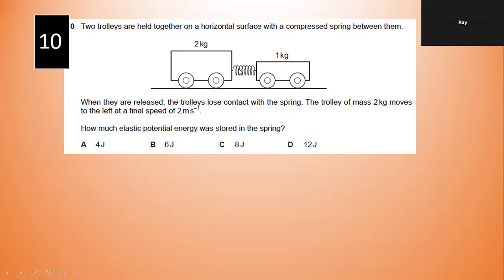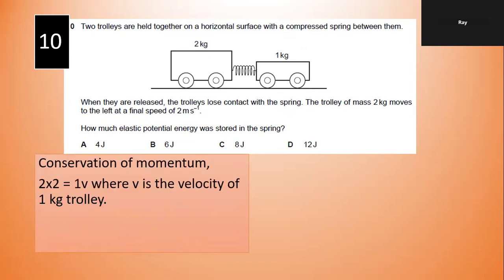This spring is compressed, then you release it. How much elastic potential energy was stored in the spring? So you have to work with conservation of momentum first. Initial momentum is 0. So momentum to the left, momentum to the right. If you don't want, you just take this across there, it's 0. Final momentum is 0. Where v is the velocity of 1 kilogram. Velocity of this one.